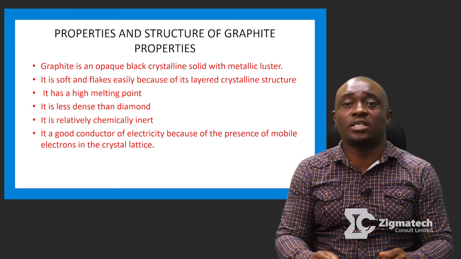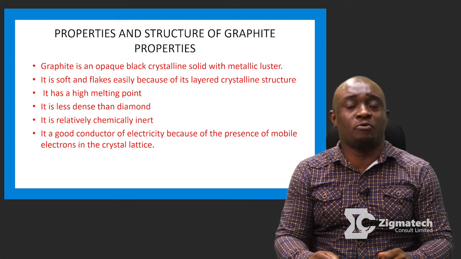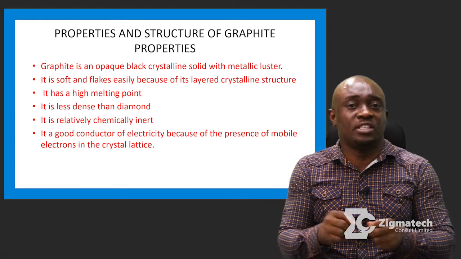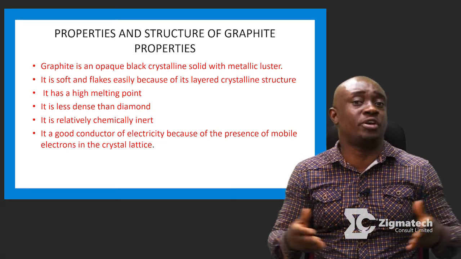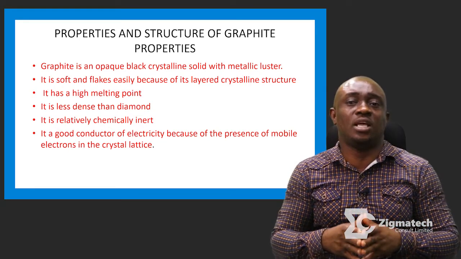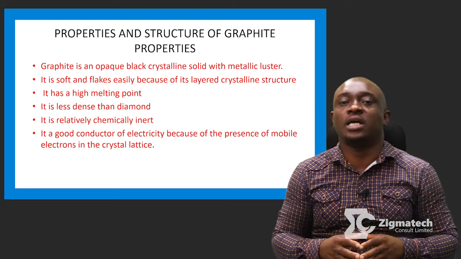It is lighter than diamond. An example of where you can see graphite is in mixing it with clay to produce pencil. Pencil is not heavy. That's to tell you that it's less dense, it's lighter than diamond.